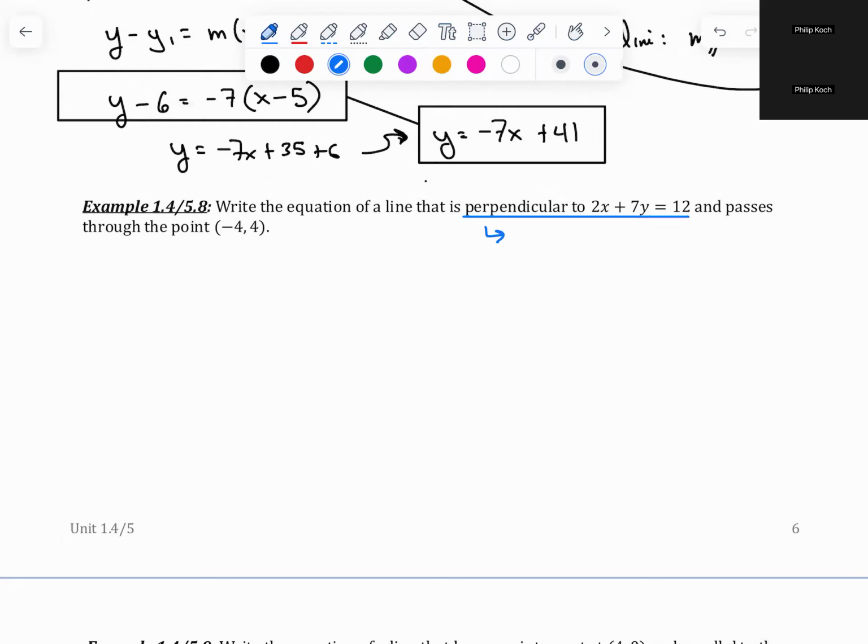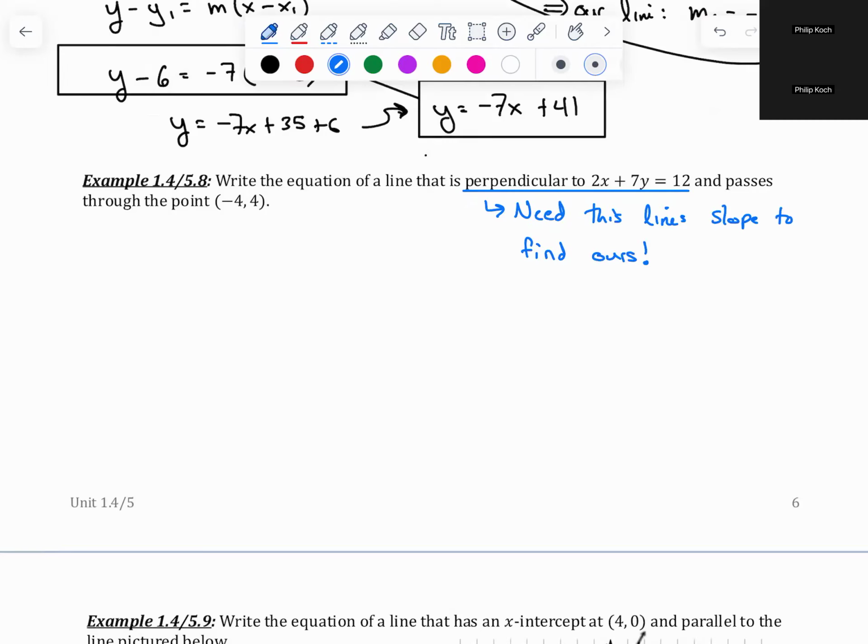We need this line's slope to find ours. It doesn't always have to say perpendicular. It could say parallel. A similar question would be: find an equation of a line that's parallel to that. It would still be the same process, but instead of making the slope the opposite reciprocal, we'd make it equal to it. So that's the only difference. But it could say perpendicular, it could say parallel.